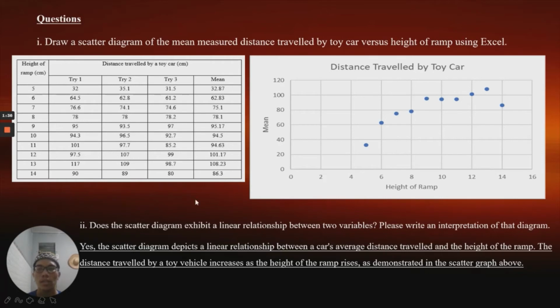Okay, next one, for question 2: does the scatter diagram exhibit a linear relationship between two variables? Please give an interpretation of the diagram. Yes, the scatter diagram depicts a linear relationship between a car's average distance traveled and the height of the ramp. The distance traveled by a toy vehicle increases as the height of the ramp rises, as demonstrated in the scatter graph above.